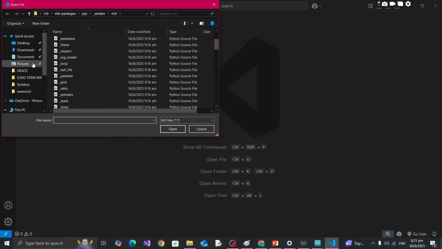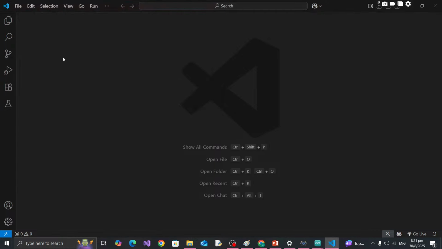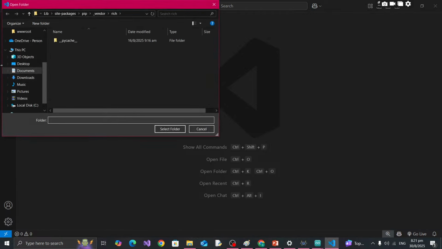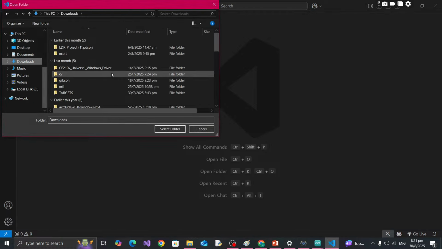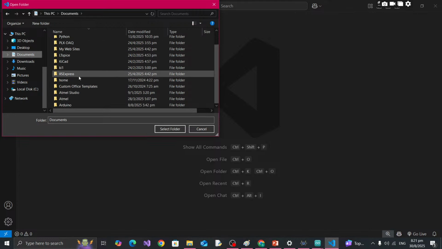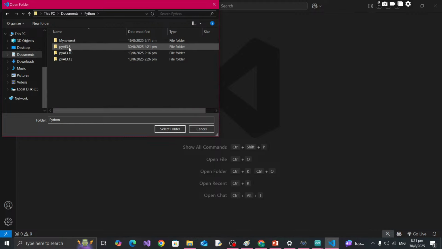I'm going to my Visual Studio and opening my folder. There I have documents, and in documents, I have Python 3.6.